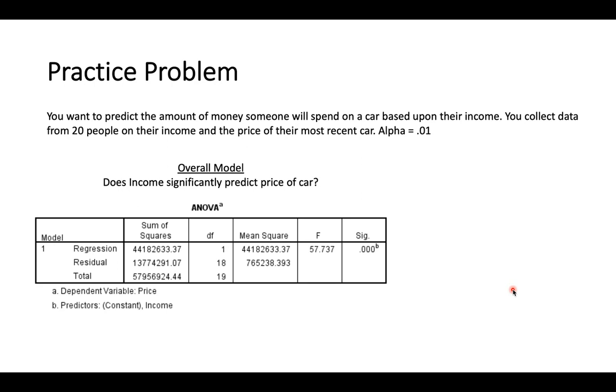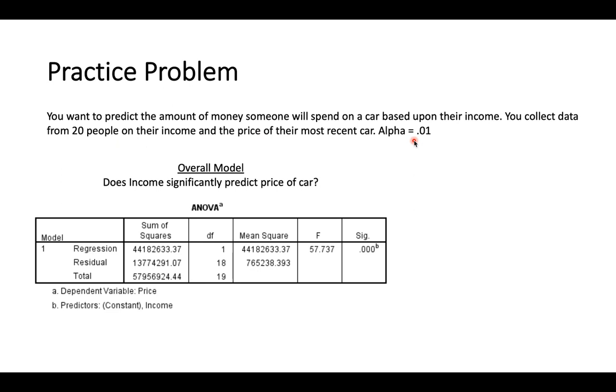So here we have an example. Maybe we own a car dealership, and we want to try and predict the amount of money someone will spend on a car. So the price of a car is our outcome. And we want to predict how much money someone will spend on a car based upon their income, which is our predictor. So we collect data from the last 20 people that bought cars, maybe in the last month. And we have data on how much money they make, and we have data on the price of the car they bought. We're going to assume alpha equals 0.01 for this example.